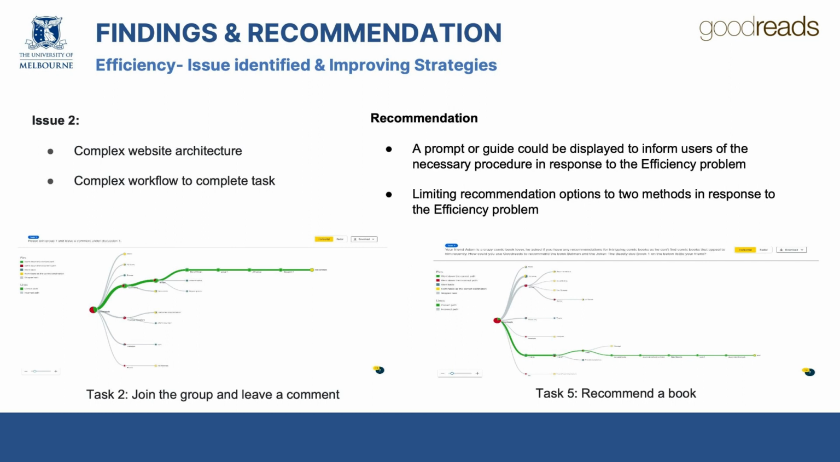Now, for the recommendation part, the website should streamline core functionality on the homepage. A prompt or guide could be displayed to inform users of the necessary procedure, and the website could limit recommendation options to 2 methods, from the user's own shelf or the book information page, which would enhance efficiency.